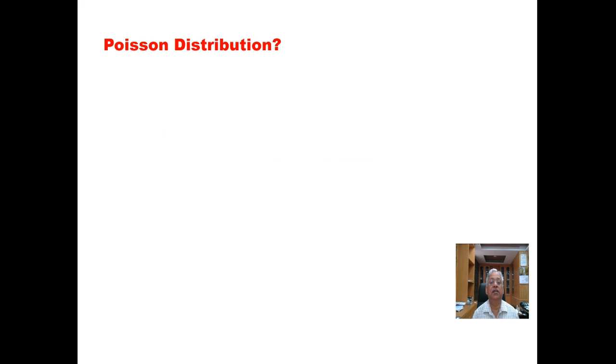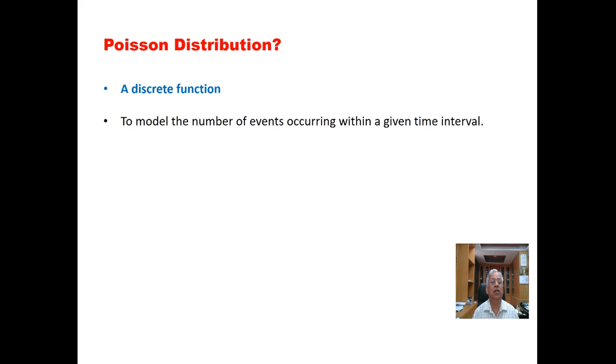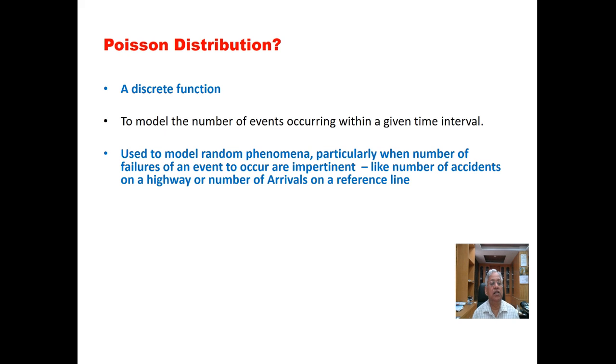In this session we will discuss Poisson distribution and its applications in traffic engineering. Now let us first understand what is Poisson distribution. It is a discrete function which is used to model the number of events occurring within a given time interval. It is used to model random phenomena, particularly when the number of failures of an event to occur are unimportant, like the number of accidents on a highway.